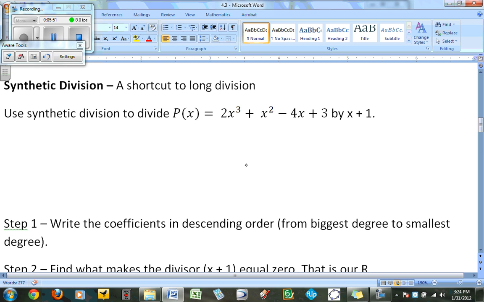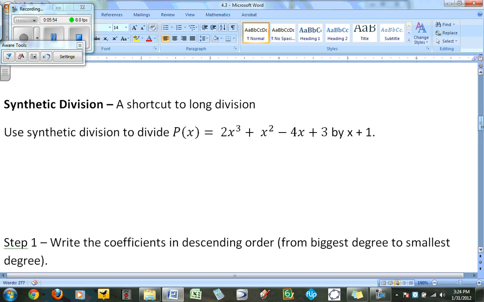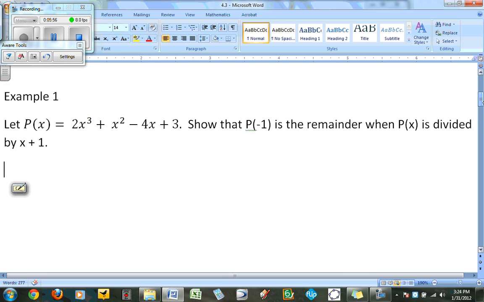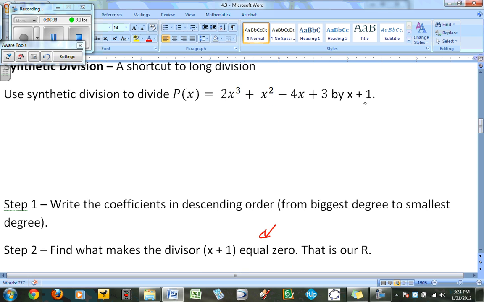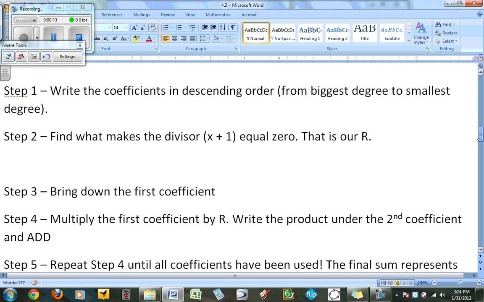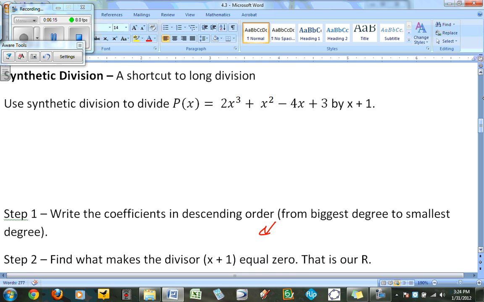Okay, and then we have to find what makes the divisor 0. That's where this is coming into play, why this was -1 and why this was x plus 1. So what makes this divisor 0 is -1. All right, that's going to be what we divide by. We're going to bring down the first coefficient, and I'll show you those steps here. So when we do synthetic division, you probably already did it in Algebra 2. But what we're going to do is write a little box like this. And what makes this thing equal 0 is -1.